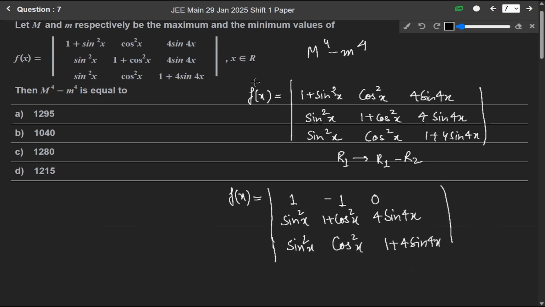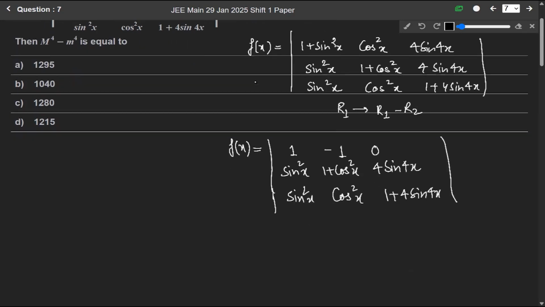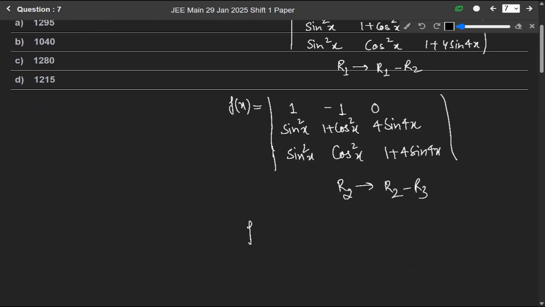Now do one thing. In the second row, R2 minus R3. If we do R2 minus R3, then our matrix will be: first row 1, minus 1, 0. The second row will be 0, 1, minus 1. The third row is sin^2 x, cos^2 x, 1 plus 4 sin 4x.